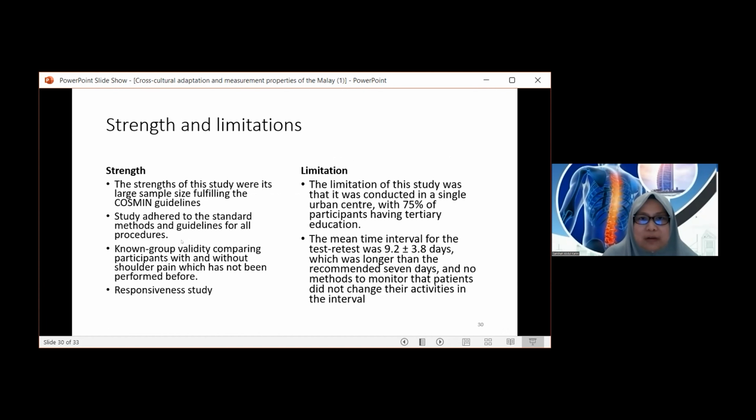The limitation of the study was that it was conducted near a single urban center with 75% of our participants having tertiary education, which may cause bias in the result. A multi-center study conducted in rural and urban settings with participants of different educational backgrounds could give a different result. We also noted that the mean time interval for the test-retest was 9.2 days, which was longer than the recommended 7 days. We recommend future prospective studies for the M-SPADI to examine the measurement invariance and responsiveness in multi-center studies involving rural and urban populations.